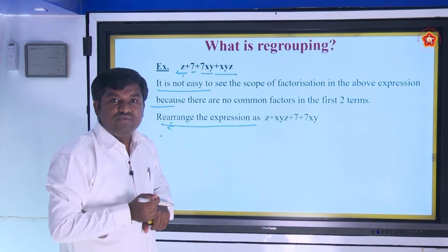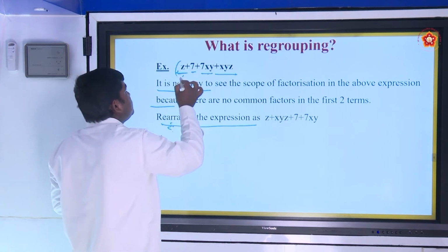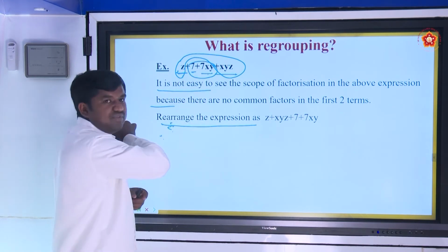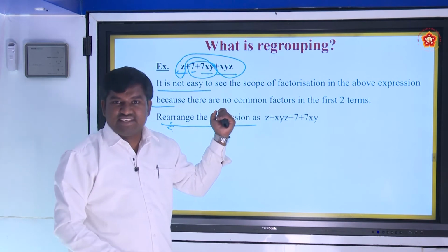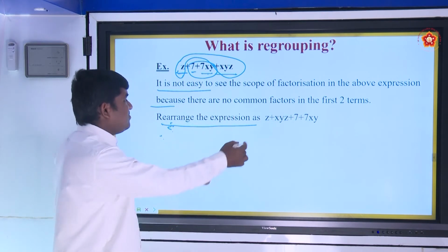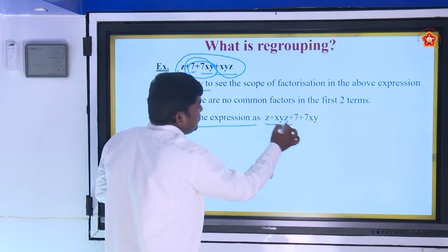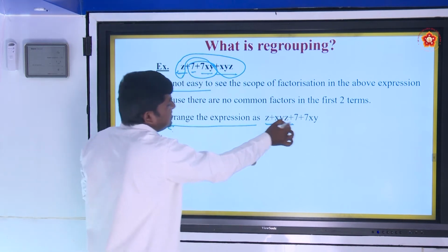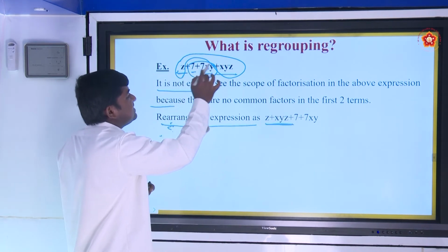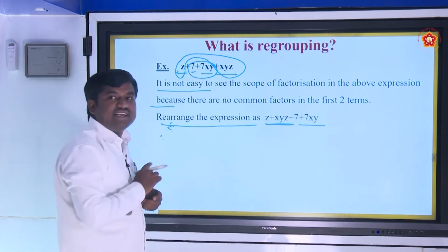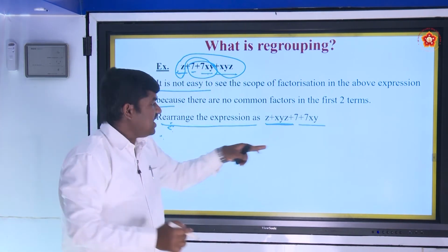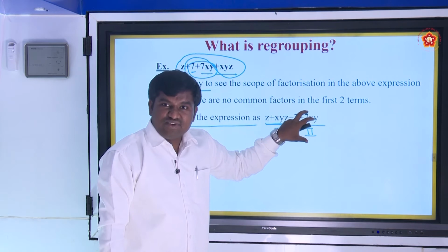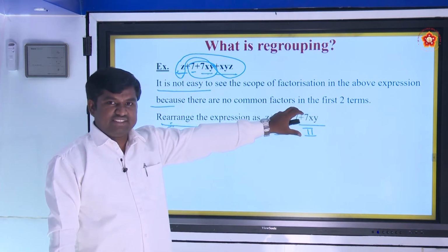So what can we do? We group these two as one group and these two as another group. Then only we are able to factorize this expression. See what we did. Here, z plus xyz. This is regrouping. These are the first two terms. Next, 7 plus 7xy. This is the second group. This is the first group and this is the second group. If you regroup in this way, then only can we factorize.